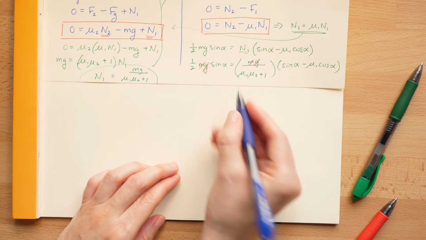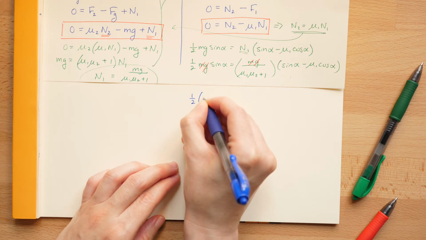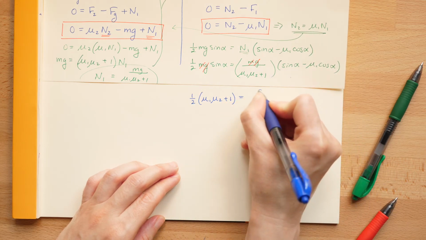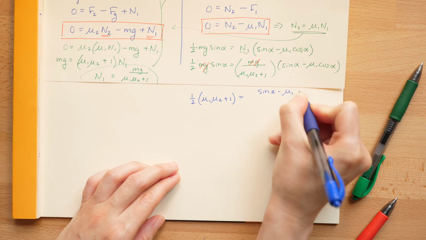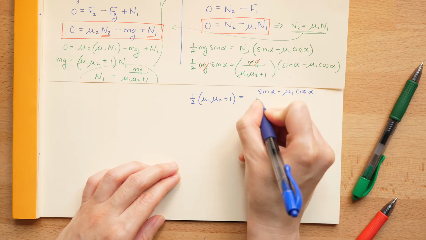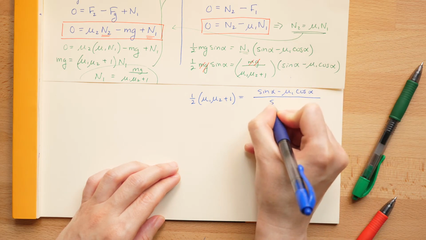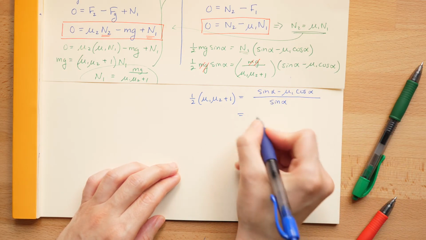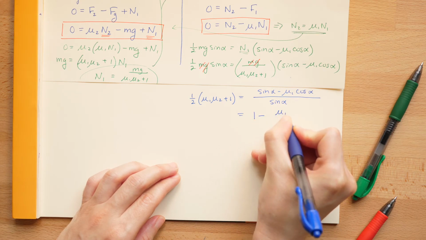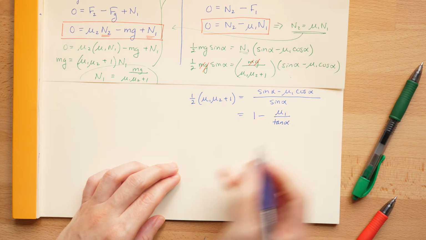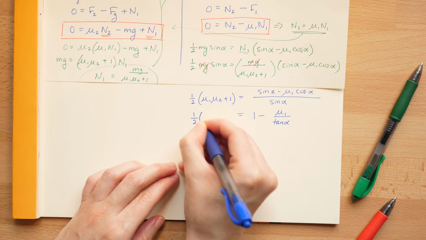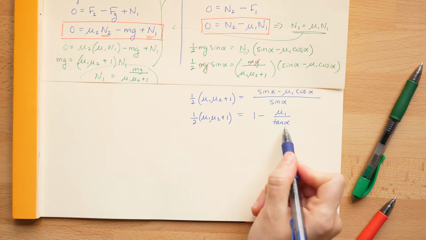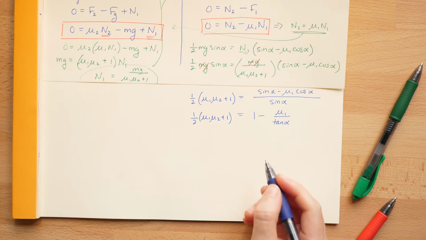So this side will become 1/2 mu1 mu2 plus 1. And this side will become sine alpha minus mu1 cosine alpha over sine alpha. And if we divide this into both terms, we'll have 1 minus mu1 over the tangent of alpha equals half mu1 mu2 plus 1. Okay, so now we just have to solve for tan alpha and we'll be done.